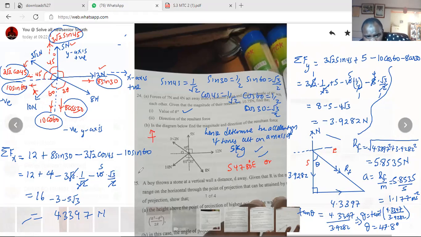Or one can say it is 47.8 degrees to the downward vertical. Sorry, away from the downward vertical. Away from the downward vertical. All these are conclusions, they are correct.